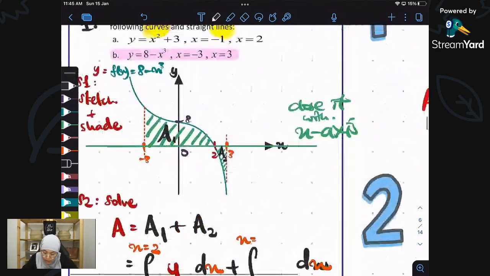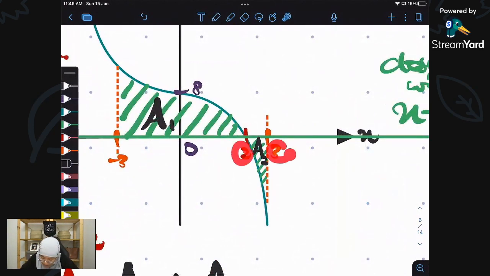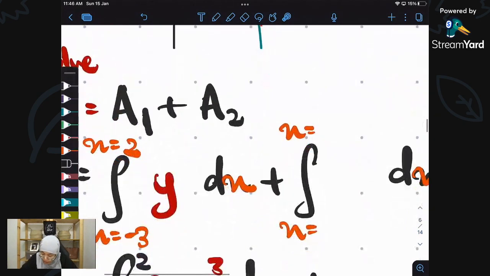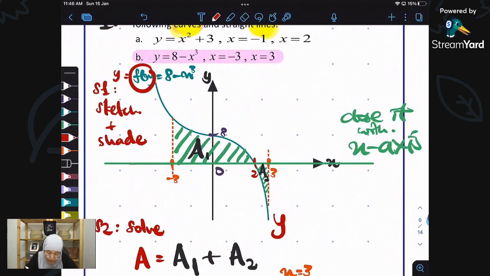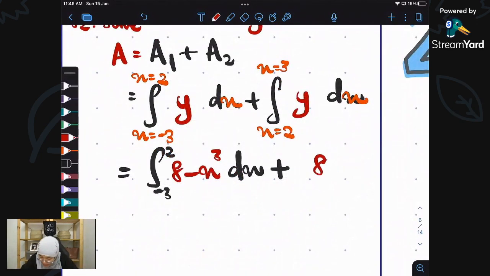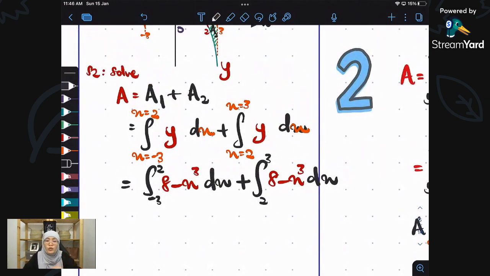A2 pula, the region is starting from 2 until 3. Am I right? So 2 until 3, I write down here 2 until 3. And then the function inside here will be y as well. Sebab function dia masih sama. Function dia masih y function. So the y function here is 8 minus x cubed as well. Okay, jadi jangan takut. Y function masih sama. Sebab hanya ada satu curve sahaja di situ. That's why the y function is still the same.